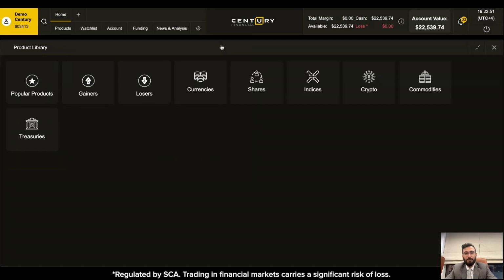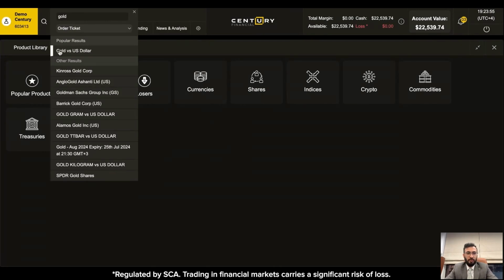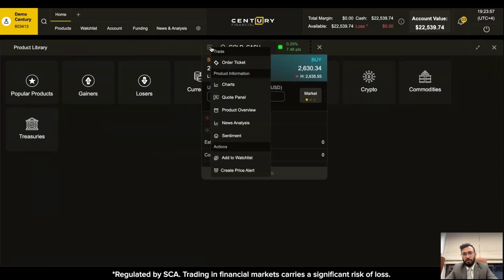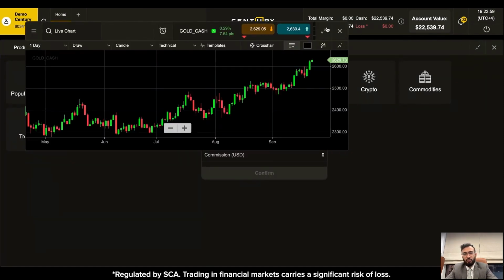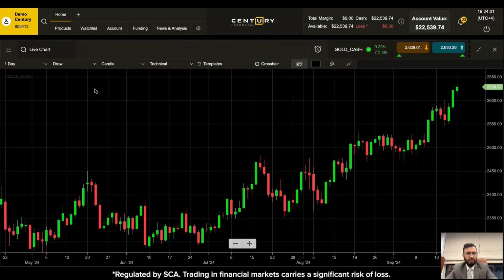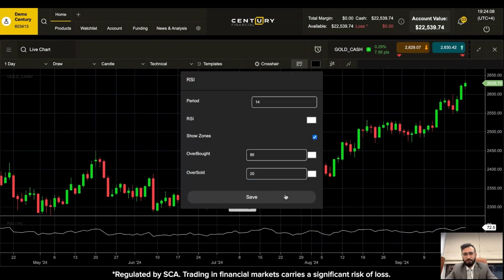Let's check in commodities, for example. Let's check for gold. Gold, anyways, has moved up so much. And again, a daily chart. Let's say technical, same way, RSI. Again, let's make it 70 and 30 so we can see some areas.